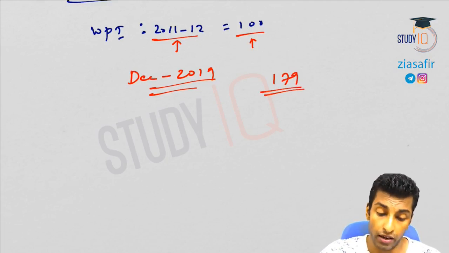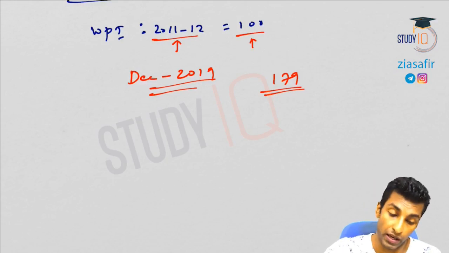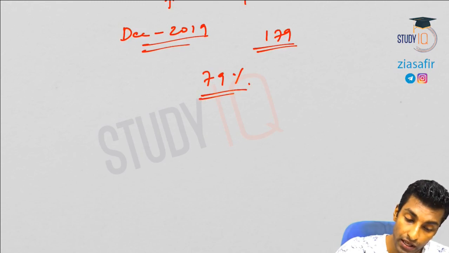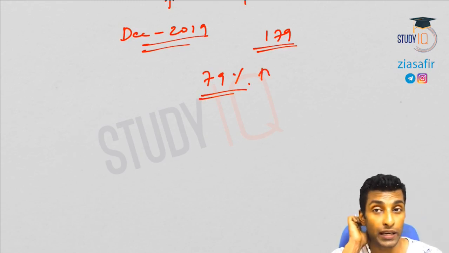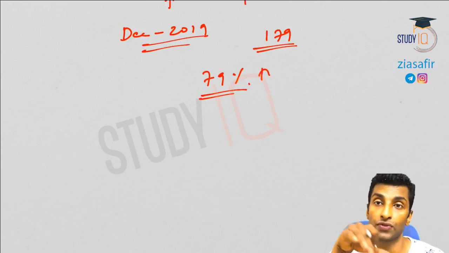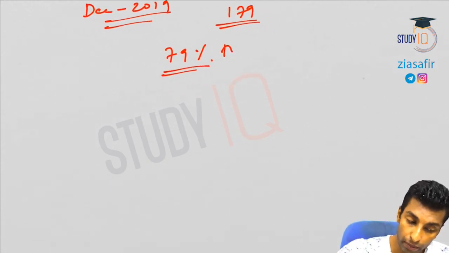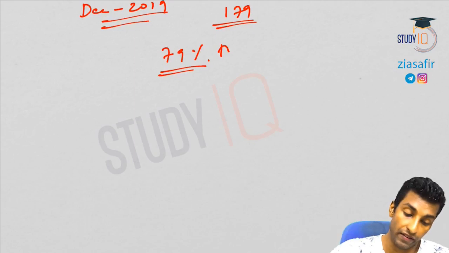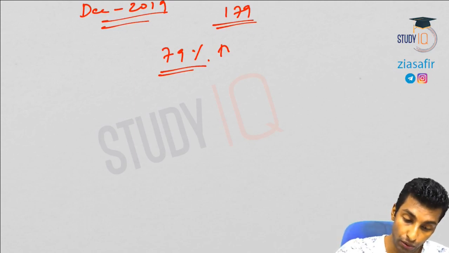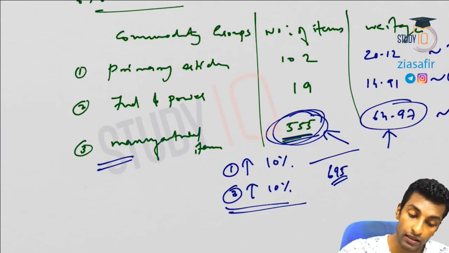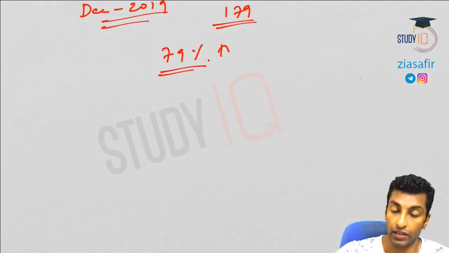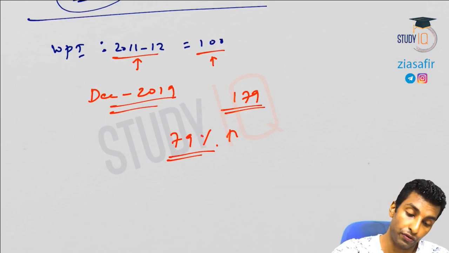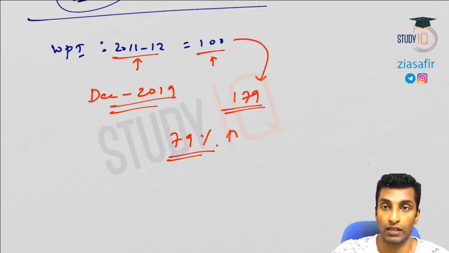Okay, let's suppose the value is 179. So what does this mean? If you come across this, what does this mean? There is an increase of 79% in the wholesale prices. Okay, so there is an average increase of 79% in the wholesale prices, or the weighted average has actually increased by 79%. So the weighted average of these three commodity groups, when you take it, has actually increased by 79%, because from 100 it has now reached 179.